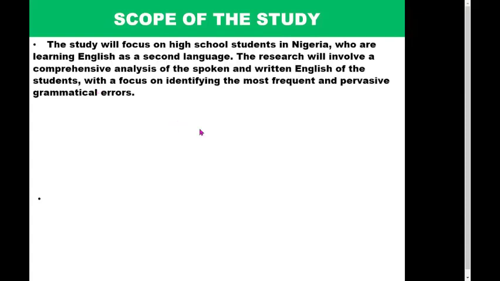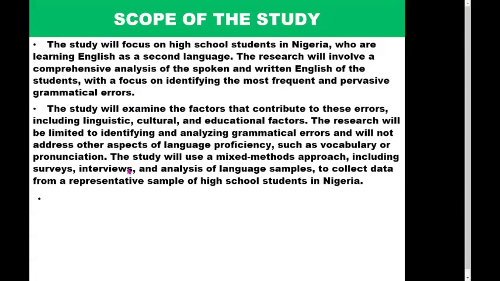Now, let's just take a look at the scope, and of course, you might also find aspects of the limitations here. The study will focus on high school students in Nigeria who are learning English as a second language. You can see this, the area the study will cover. The research will involve a comprehensive analysis of the spoken and written English of the students with a focus on identifying the most frequent and pervasive grammatical errors. The study will examine the factors that contribute to these errors, including linguistic, cultural, and educational factors.